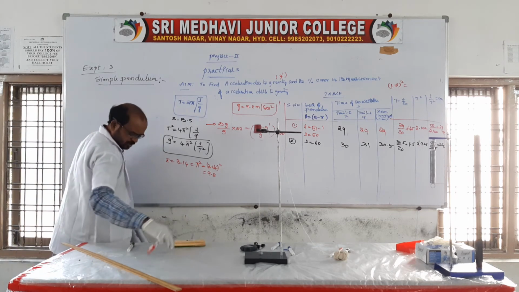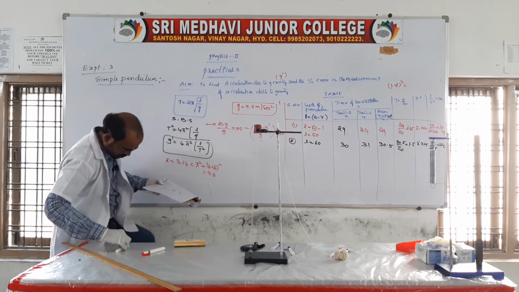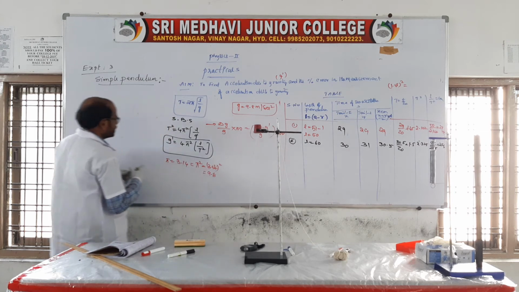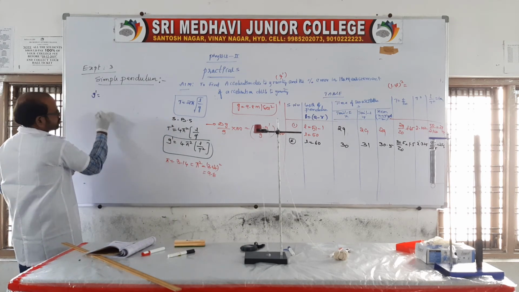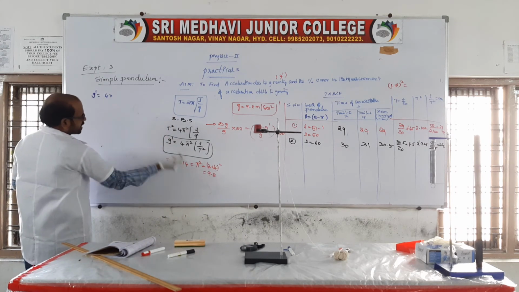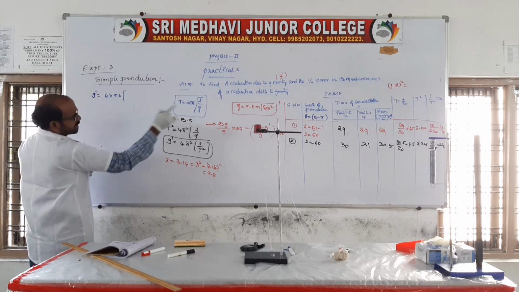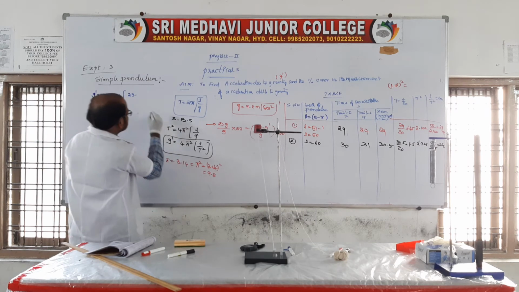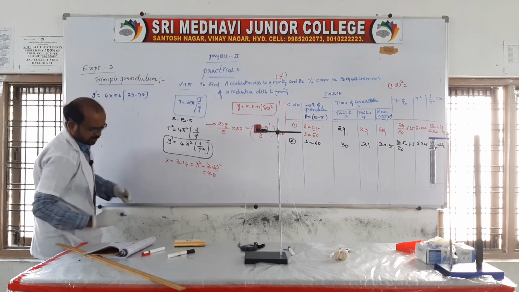Right. So now take the calculation. The calculation part is very important in the practical examination. Here we are finding g dash. It is equal to 4 pi squared, we know 9.8, into L by t square, which you take as 23, that is approximately 78. So you multiply this.